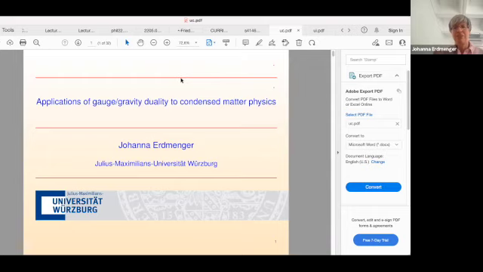I think maybe it's also interesting from a sociological point of view that we now have these joint projects between gauge gravity duality and condensed matter physics. I would like to show some of this to you. I'm going to focus on some really new research that we did in the past years, and I hope to explain to you what is interesting about this.